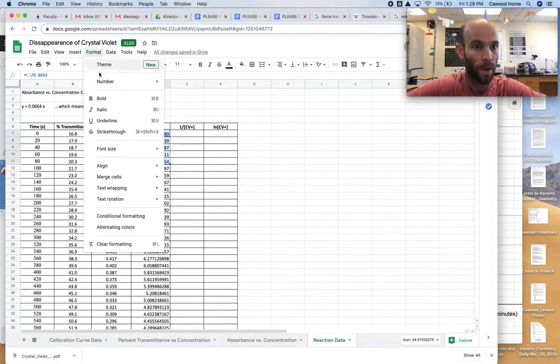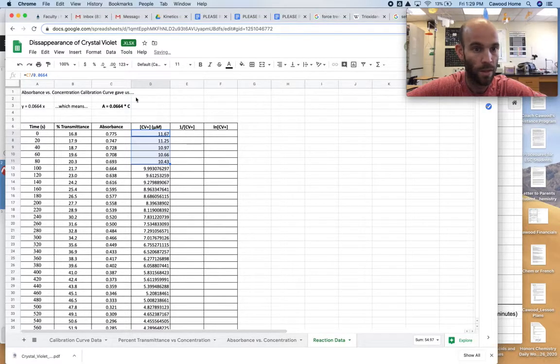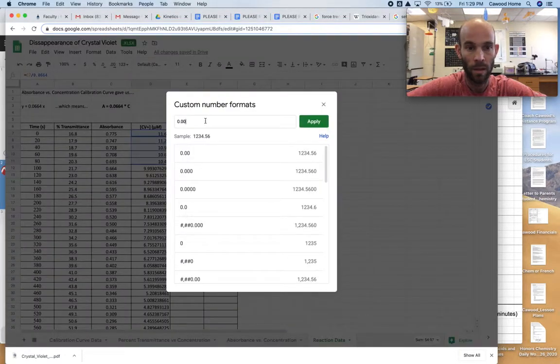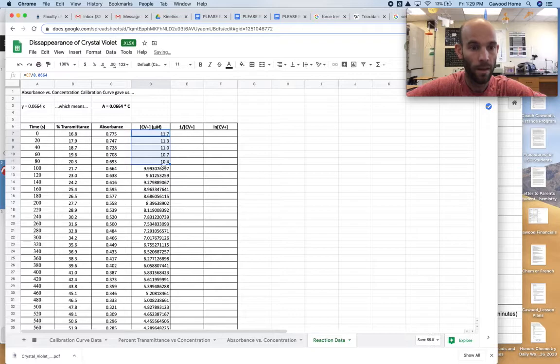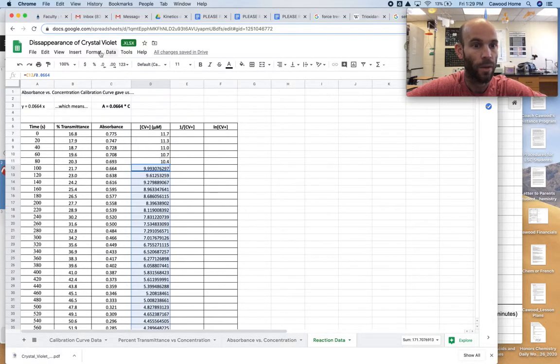So let me format this number. This will go to the 10th place for these ones. Sorry, the 10th place. I gotta add more formats. And these guys can go to the 100th place, actually, for their 3 significant figures.